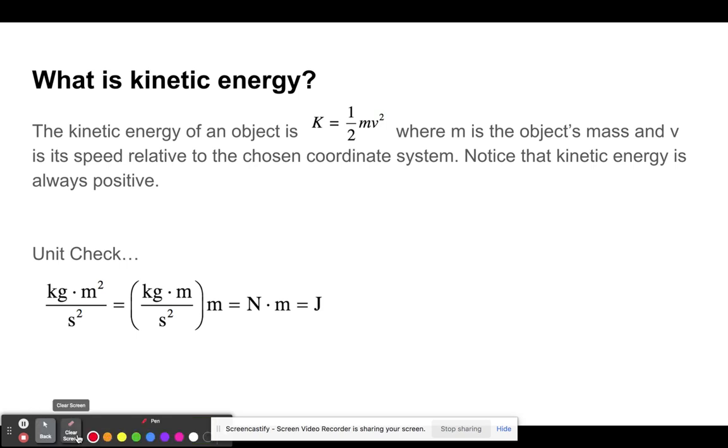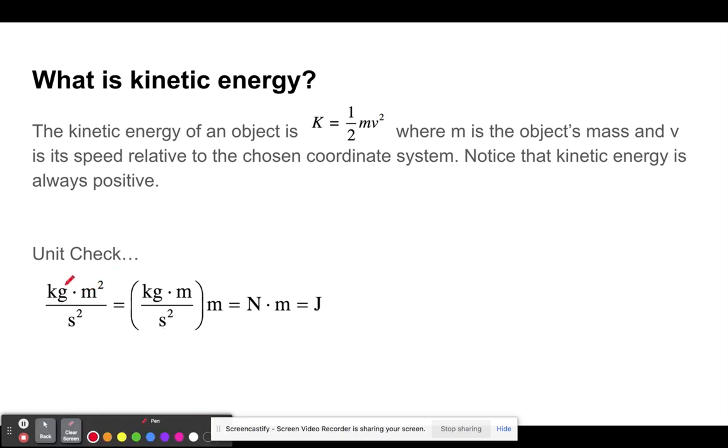So what is kinetic energy? Kinetic energy of an object is K equals 1/2 mv squared. m is mass in kilograms, v is speed or velocity. Now I want to point out that kinetic energy is always, always, always positive, because when we square this velocity, even if it were moving in the negative direction, if you multiply a negative number by a negative number, you get a positive number. So our kinetic energy is always positive. Now we'll have gravitational energy that's not always positive, but kinetic energy is.